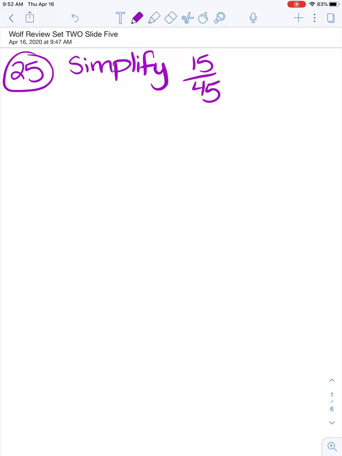It says to simplify this fraction, 15/45. So if you remember, simplify means to make it smaller. Simplify smaller. So when we are changing a fraction, we either multiply or divide. If we were making it bigger, we would multiply, but because we're making it smaller, we're going to divide. And we have to think what can go into both of these.